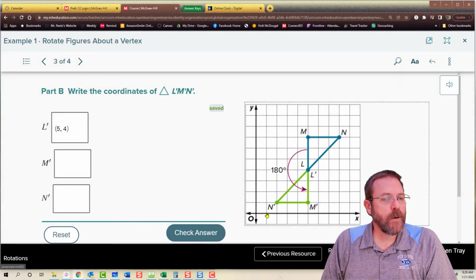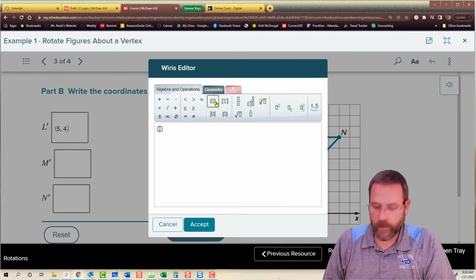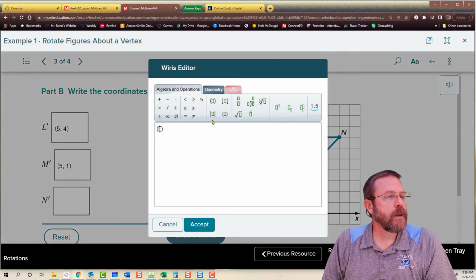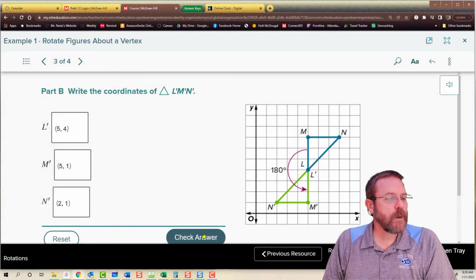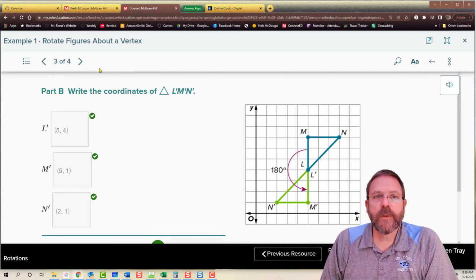M is located at 1, 2, 3, 4, 5, then 1. So that's going to take place at (5, 1), in parentheses, of course. And N is going to take place at (2, 1), so we're going to plug that in as 2, comma, space, 1. Accept, check our answers. All of those answers check. That's all there is to doing these things. Nothing really hard. Just have to learn how to figure out what a straight line looks like.